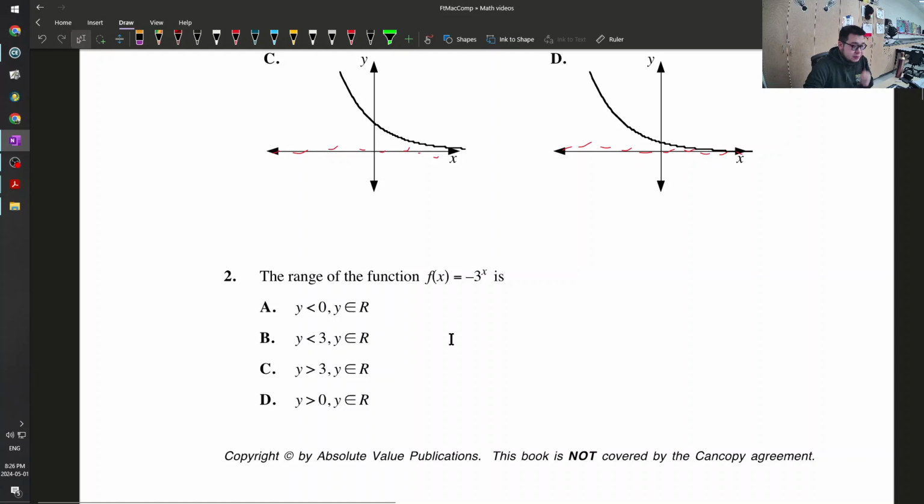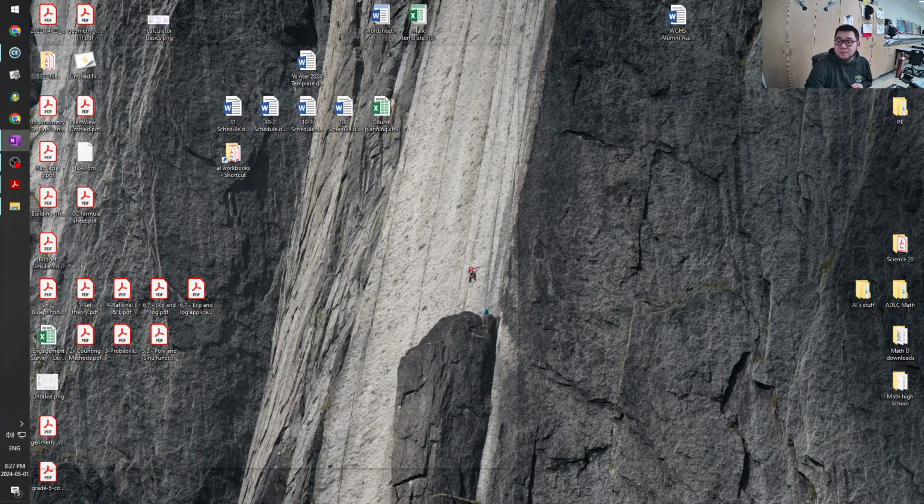Okay, the range of this function. So 3 to the power of x looks like this, but because there is a negative sign, it has been reflected across the x-axis. So it looks something like this. The y-intercept is equal to -1. And there is also a horizontal asymptote, so y can only be smaller than 0. So y is less than 0, y is an element of the reals. That will be the answer.